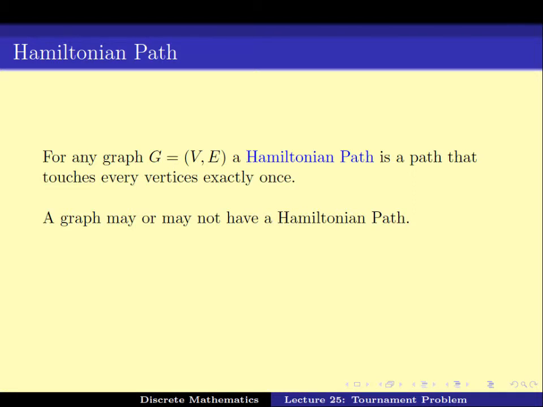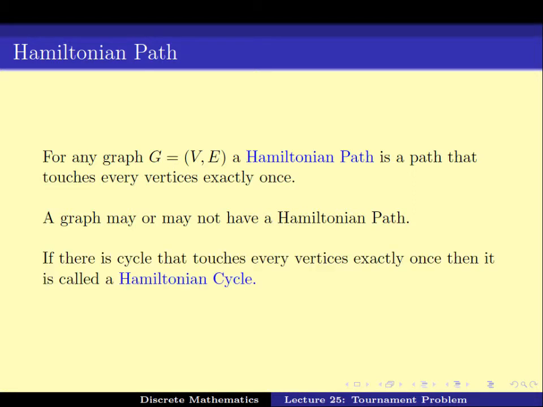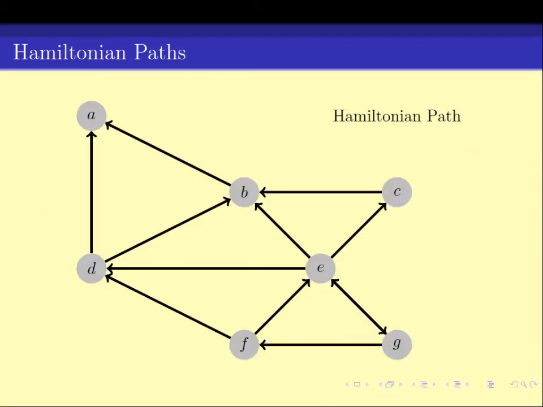A graph may or may not have a Hamiltonian path. And if I have a cycle that touches every vertex exactly once, we call it a Hamiltonian cycle. So the Hamiltonian path and Hamiltonian cycle are of extreme importance and have been studied quite thoroughly. So let us quickly take a look at what it looks like.